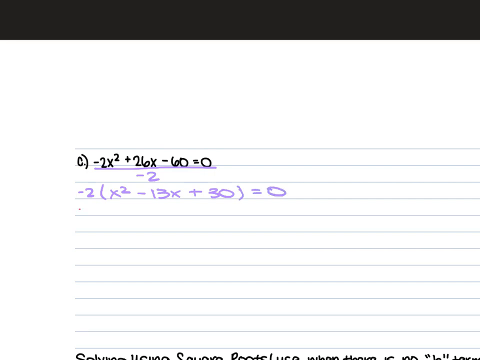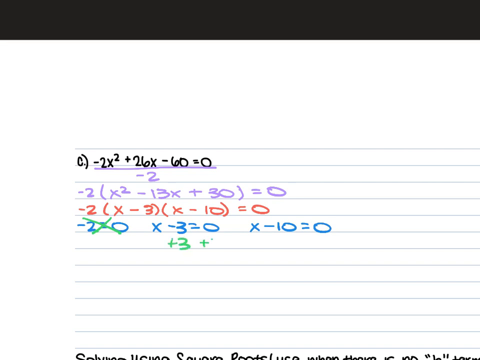Factor out that trinomial. We're going to have negative 2 times x minus 3 times x minus 10 is equal to 0. From here, set each part equal to 0. We have negative 2 is equal to 0, x minus 3 is equal to 0, and x minus 10 is equal to 0. That negative 2 is equal to 0 is a false statement, so we are not going to bother with that one.